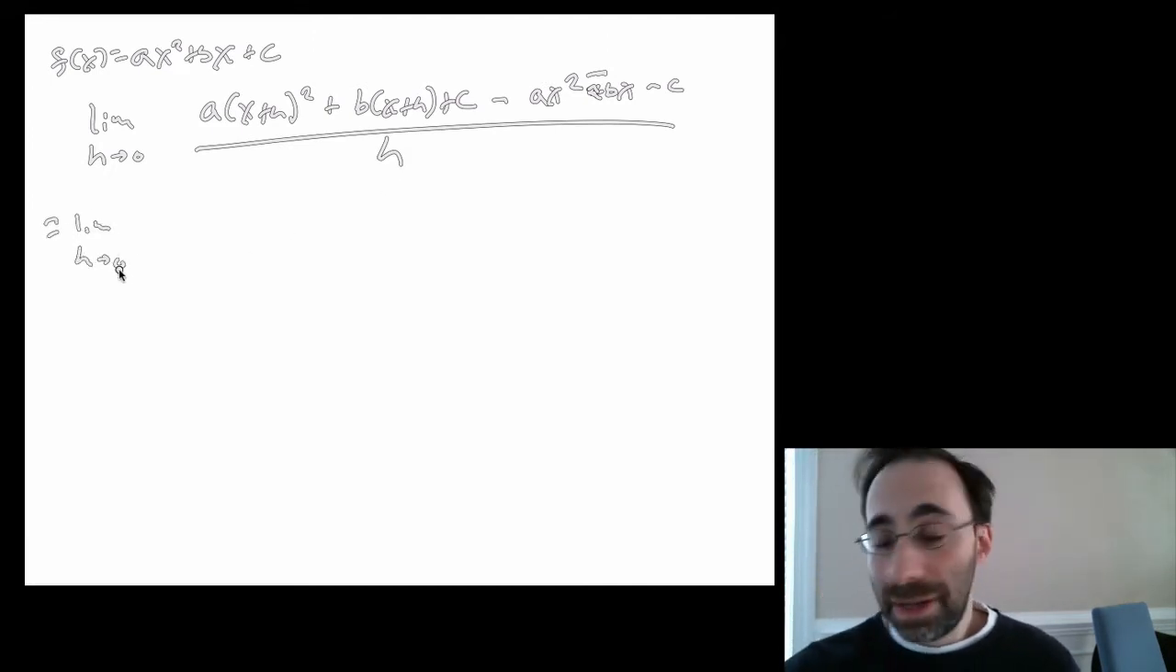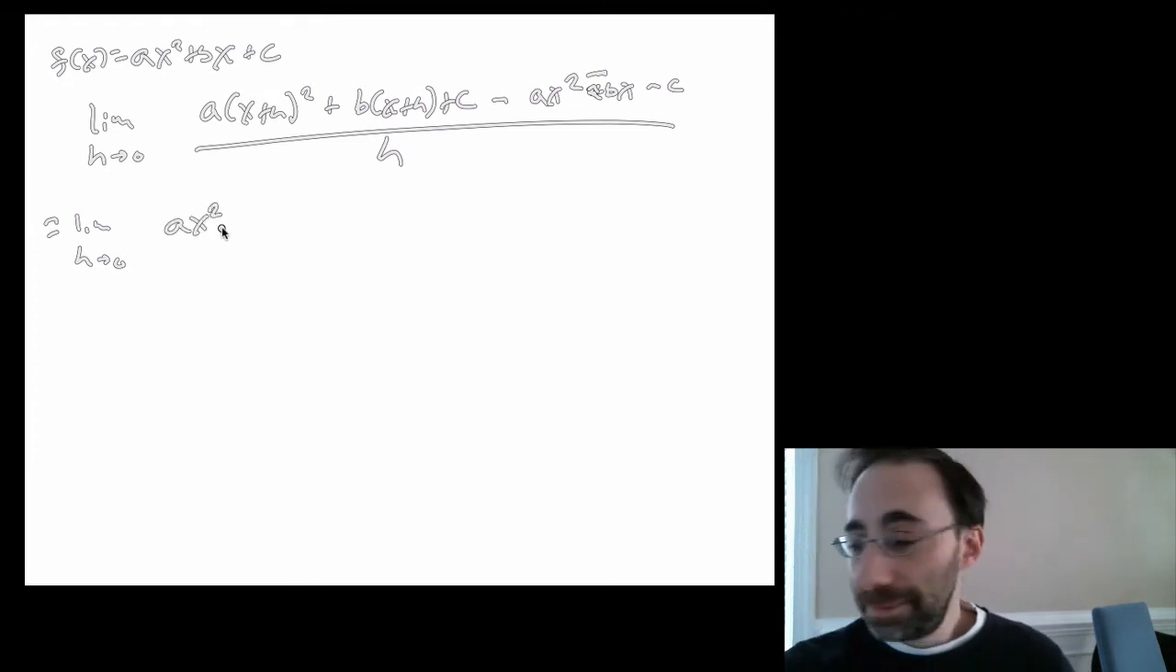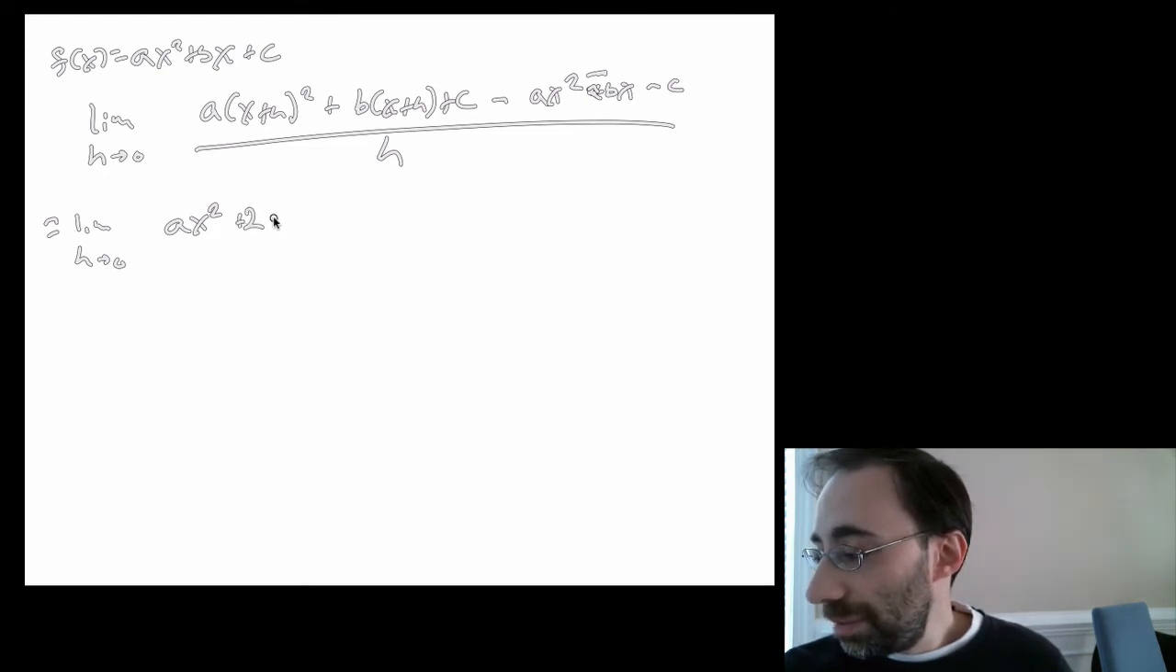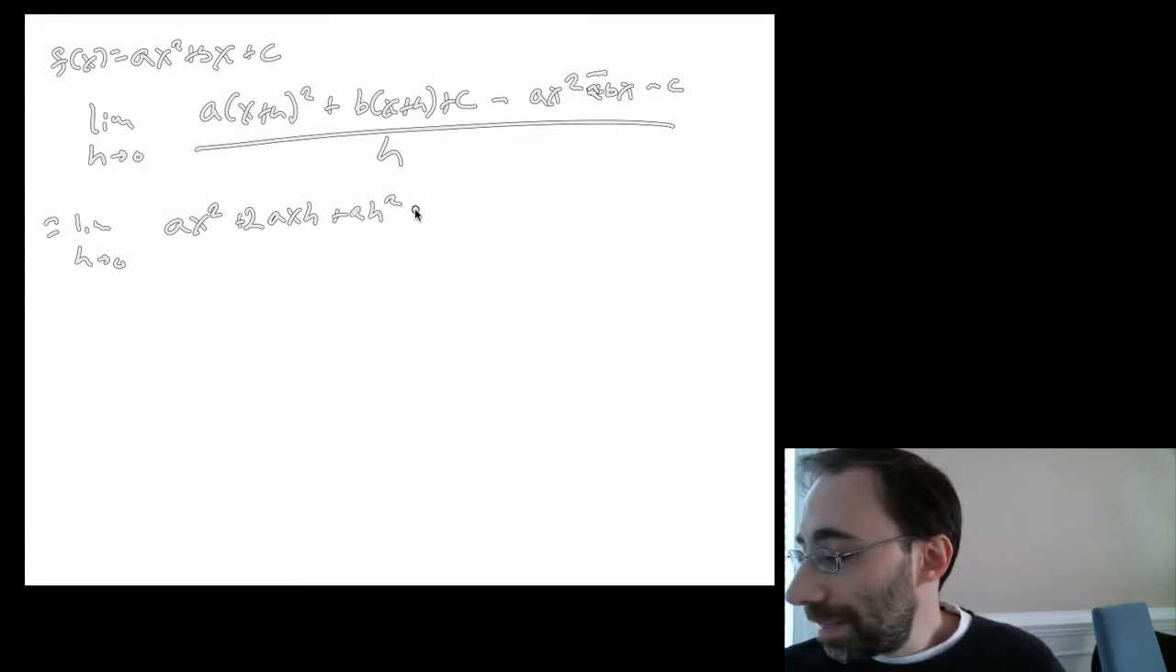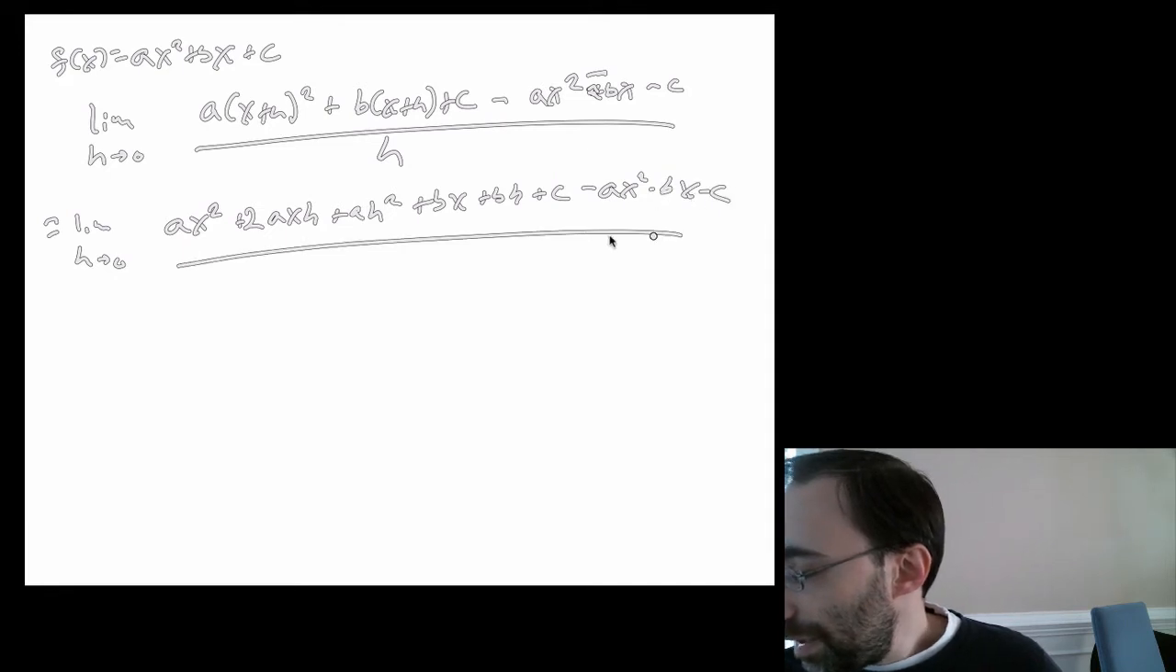Well, I have to expand out the x squared and distribute out the b. So if I do that, I get ax squared, it's a leading term in x, plus 2axh, the second highest term in x, plus ah squared, and that's the third highest term in x, plus bx plus bh plus c minus ax squared minus bx minus c all over h.